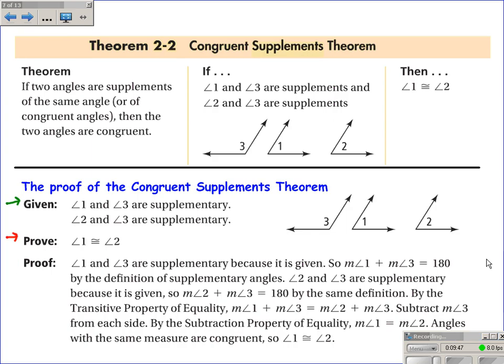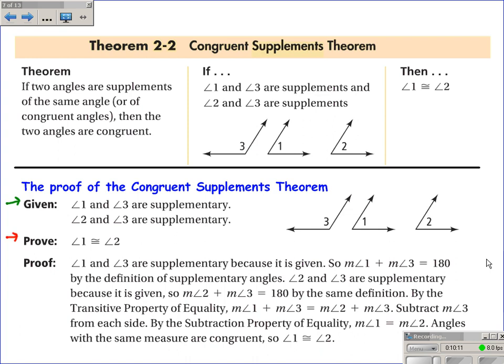Start with the given. Angles 1 and 3 are supplementary because it is given. Okay, so the measure of angle 1 plus the measure of angle 3 is 180. That's what it means to be supplementary. Angle 2 and 3 are supplementary because it is given. So the measure of angle 2 plus the measure of angle 3 is 180 by the same definition.